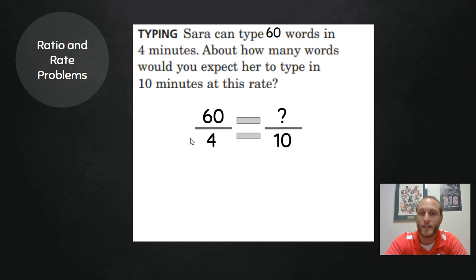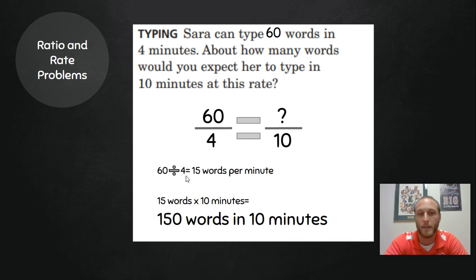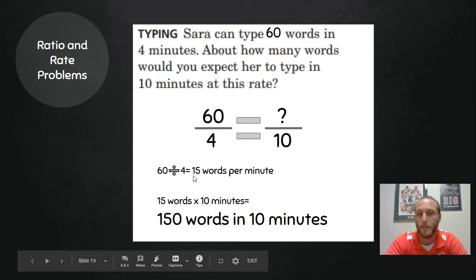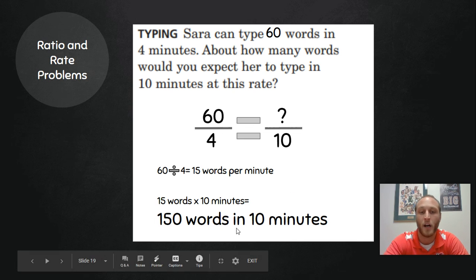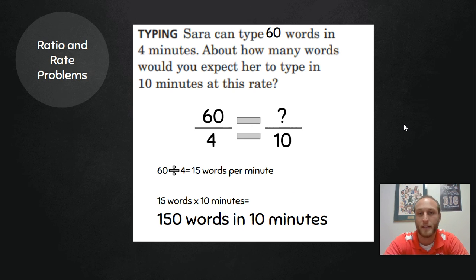So I know that I can do 60 divided by 4 to figure out the unit rate. So if I did 60 divided by 4, I know that she is actually typing 15 words per minute, because in 4 minutes, she does 60 words, and she does 15 words per 1 minute. So all I have to do then is take that 15 words per minute, multiply it by 10, because she's going to type for 10 minutes, to figure out how many words total she's going to type in 10 minutes, which is going to be 150 words in this case.